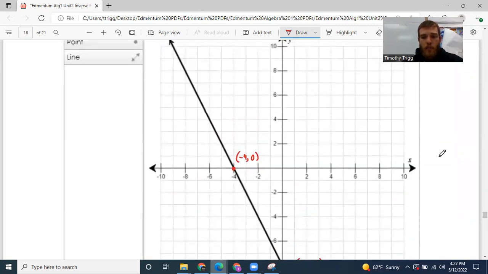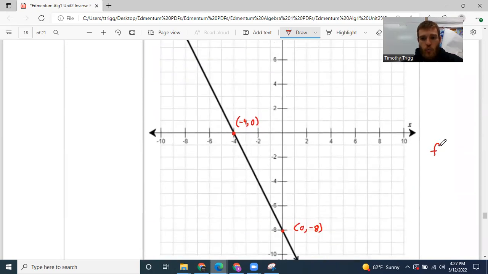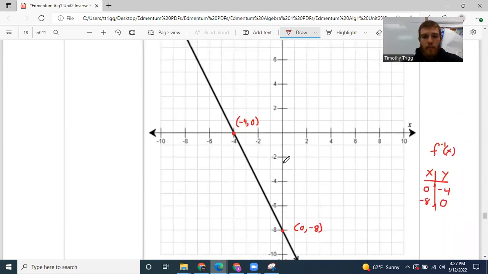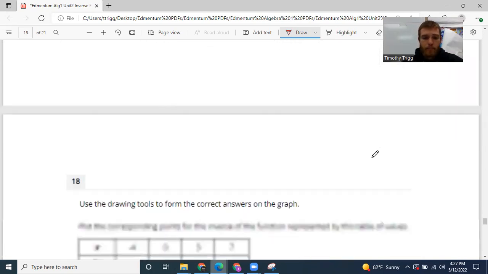So remember, for the inverse function, you would swap the positions of the x and y. So instead of -4, 0, it'll be 0, -4. And instead of 0, -8, it'll be -8, 0. Graph those points and make a line connecting them.